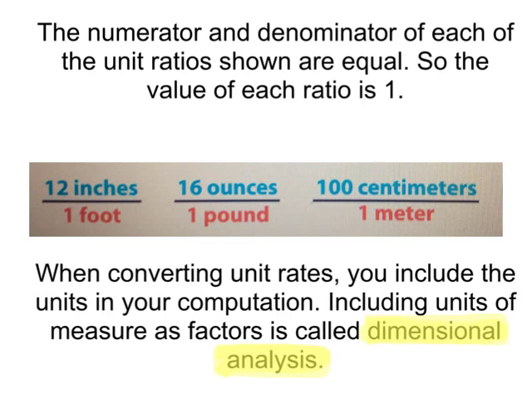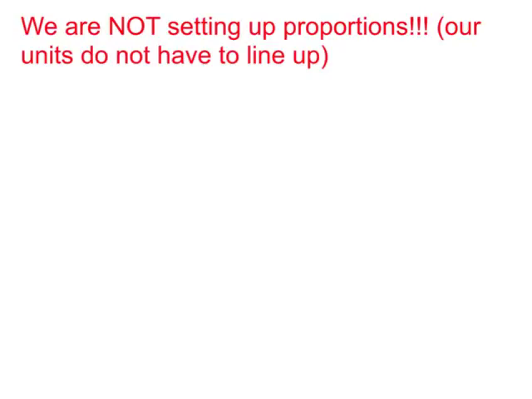When converting unit rates, you include the units in your computation. Including units of measure as factors is called dimensional analysis. There are 2 important concepts we must understand when converting unit rates. The first is that we are not setting up proportions, so our units do not have to line up. The second is cross-canceling or dividing out common factors.